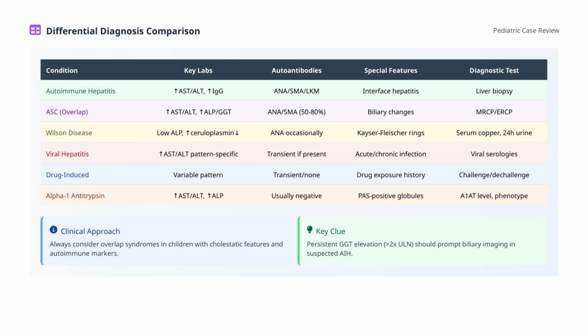Viral hepatitis can be distinguished by serological markers. Primary sclerosing cholangitis and autoimmune sclerosing cholangitis require cholangiography for diagnosis. Alpha-1 antitrypsin deficiency shows characteristic PAS-positive, diastase-resistant globules on histology. A systematic approach to these differentials is essential for accurate diagnosis.